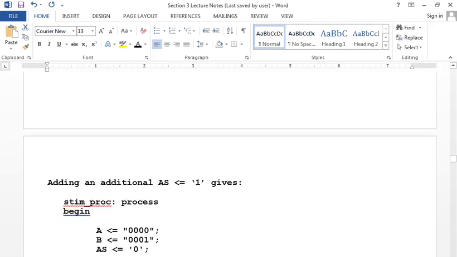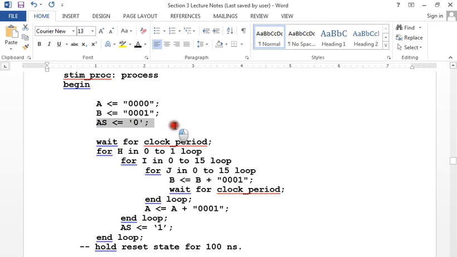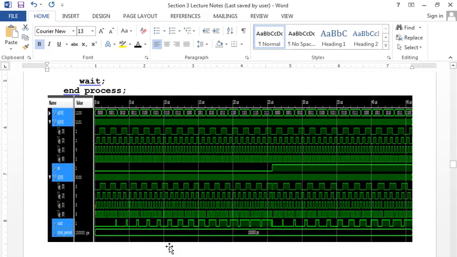And then from here, I started AS at 0, so I added a third loop around there, for H in 0 to 1 loop. And then after the first loop, it changes from A is 0 to A is 1, and then does all the calculations again and comes out. And so that becomes the simulation right there.